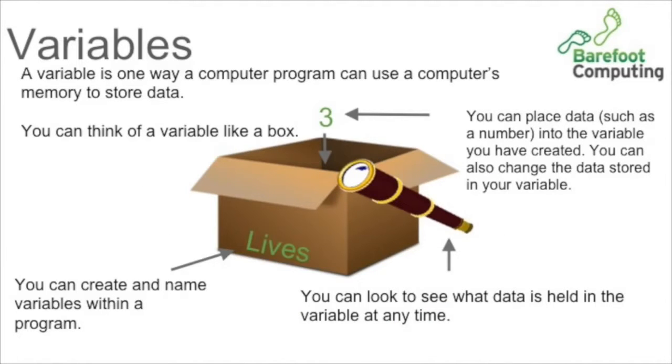Pupils learn that variables are one way in which a computer program can use a computer's memory to store data, and that you can think of a variable like a box. So you can create and name your variables within a program, and then you can place data such as a number into the variable you have created, and it's stored in that variable as your program runs. You can look and see what data is held in the variable at any time, and also at any time you can change the data which is held in the variable.